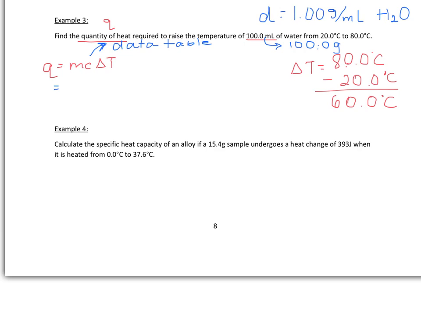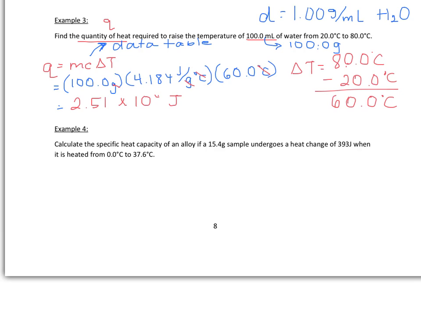Therefore, I can now calculate the quantity of heat with 100 grams, the specific heat capacity of water being 4.184 joules per gram degree Celsius, and my change in temperature being 60 degrees. I have 100 grams with 4 significant figures, 4.184 with 4 significant figures, and 60 degrees with 3 significant figures, so my answer must have 3 significant figures. When I multiply these, the grams will cancel, the degrees Celsius will cancel to give me an answer for heat in joules, which is what I would expect. Plugging this in on the calculator, we get 2.51 times 10 to the 4 joules.